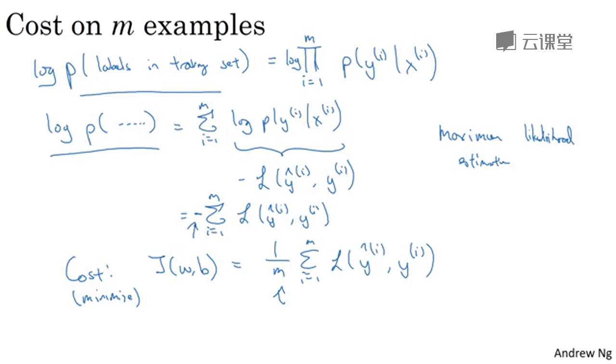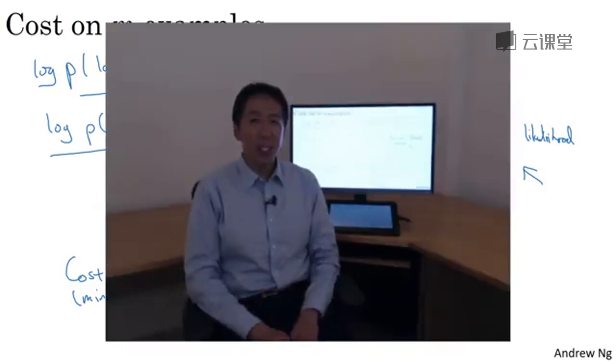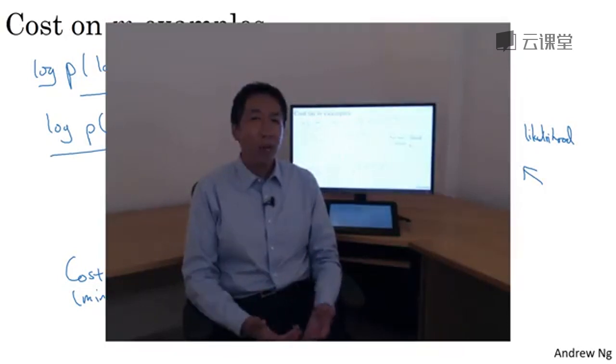But to summarize, by minimizing this cost function J of w, b, we're really carrying out maximum likelihood estimation with the logistic regression model, under the assumption that our training examples were IID, or identically and independently distributed. So thank you for watching this video, even though this is optional. I hope this gives you a sense of why we use the cost function we do for logistic regression.